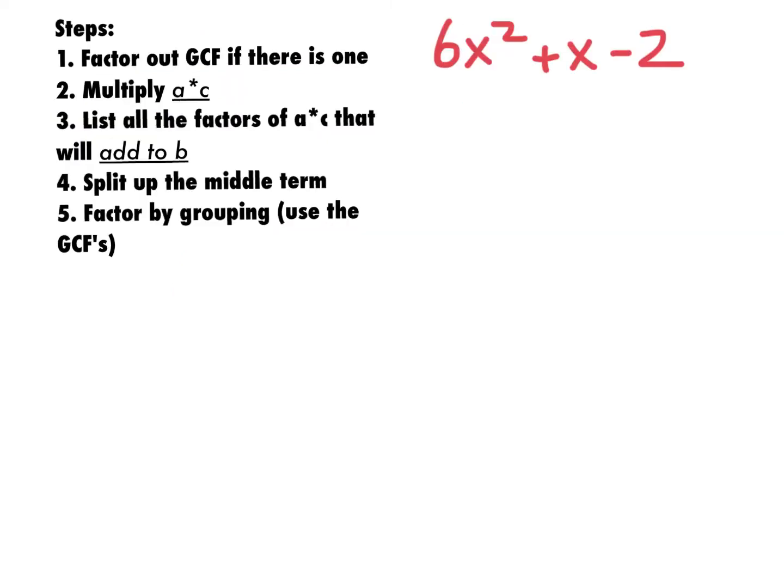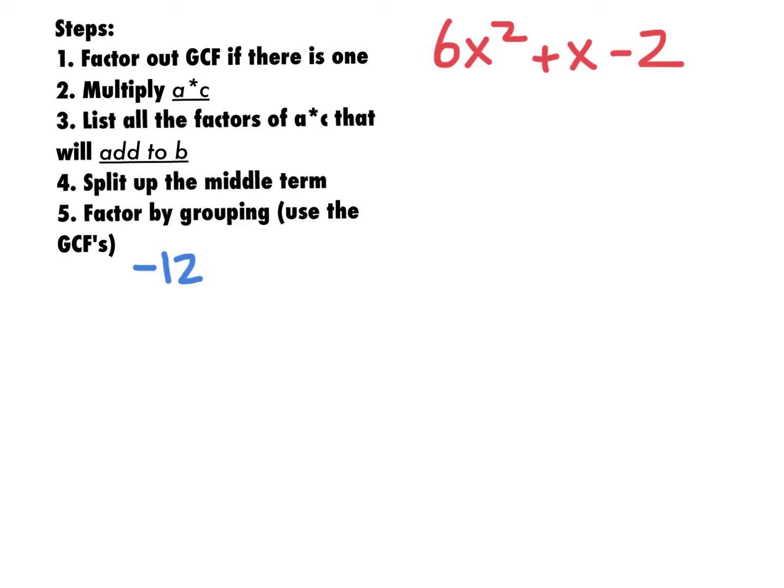Alright, for our first example, we have 6x squared plus x minus 2. And here I've listed out all the steps. If you want to pause the video for a moment to write these down, that'd be fine. The first step is to factor out the GCF if there is one. Now 6x squared, x, and negative 2, they don't all have a common factor, so we can skip that step. The next step is to multiply a times c. So a is 6, c is negative 2. So a times c is going to be negative 12.